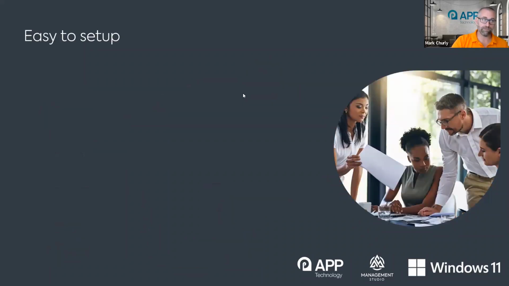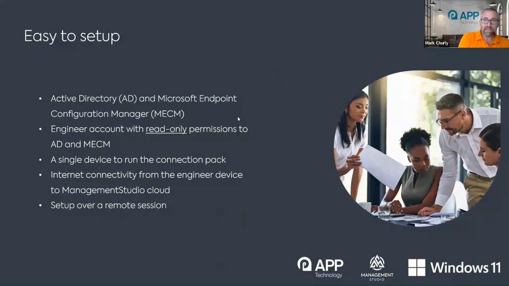So not only is it free to run and quick to run, it's also very easy to set up. To run the Engage reports, all we need is access to Active Directory and SCCM, or Microsoft Endpoint Configuration Manager as it's now called. We need an engineer account with read-only permissions to those areas, and we need a single device to run the connection pack on.